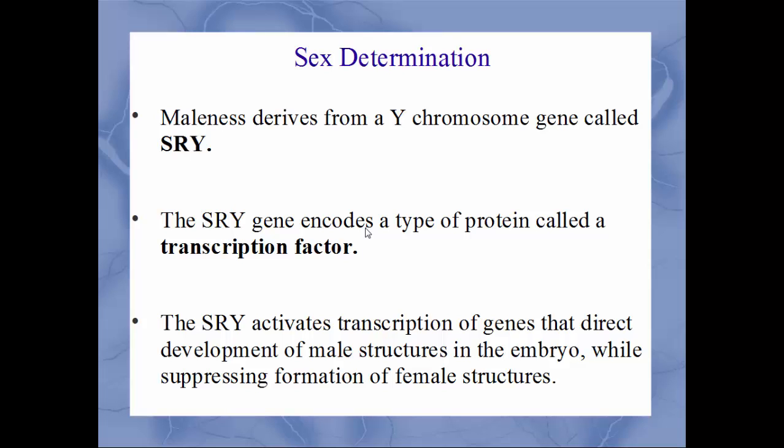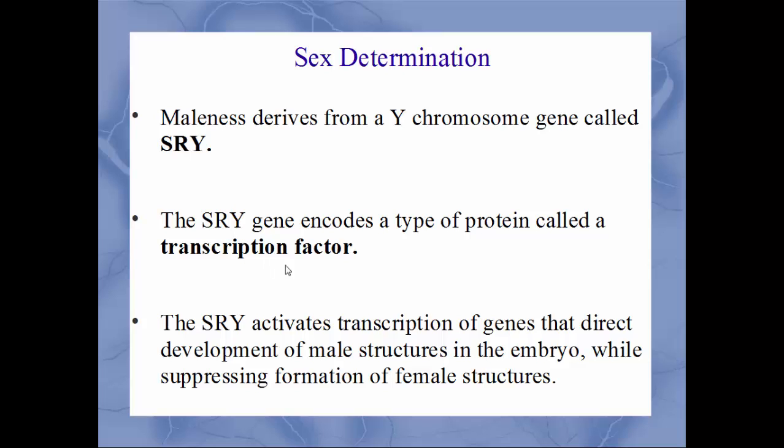All right, let's talk about sex determination. Maleness will derive from the Y chromosome, a particular gene called SRY, or "sorry," which is kind of funny since most men are sorry. And the SRY gene will actually encode a particular type of protein called a transcription factor. This transcription factor is what will tell the developing embryo to develop male features and structures and then inhibit the development of female structures.